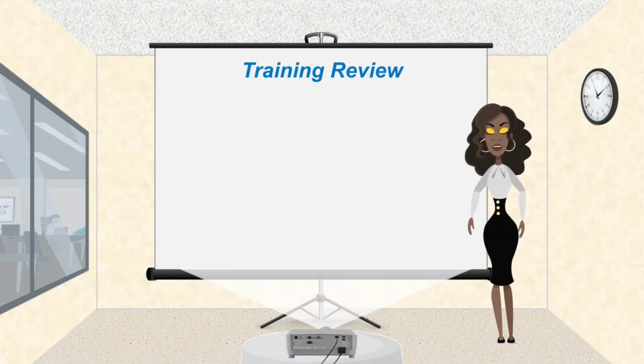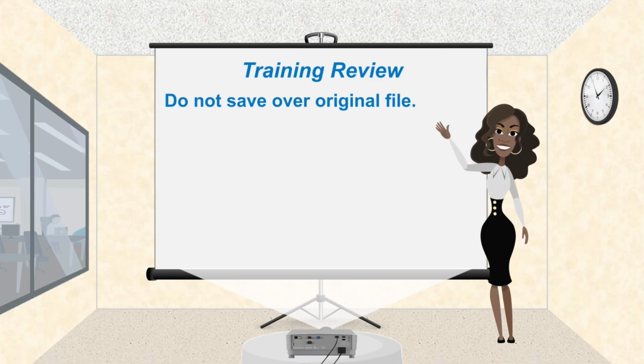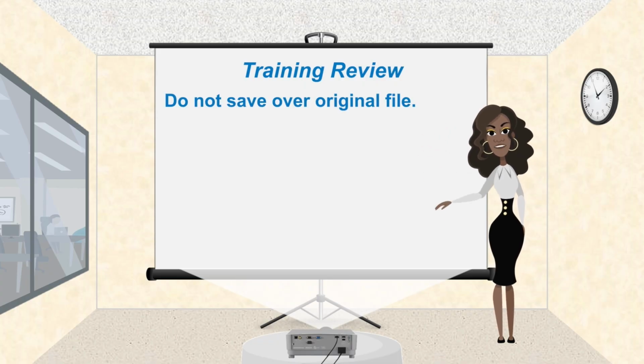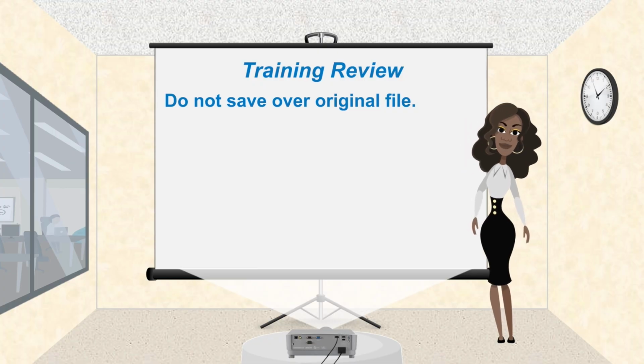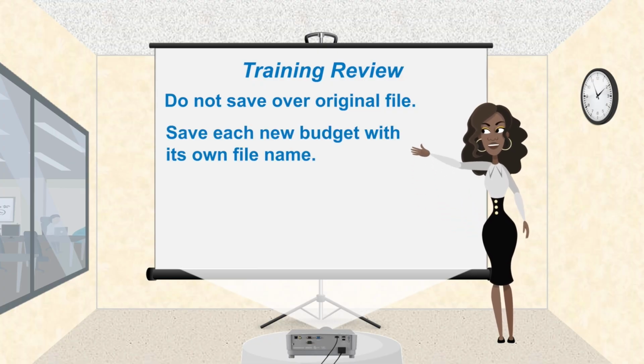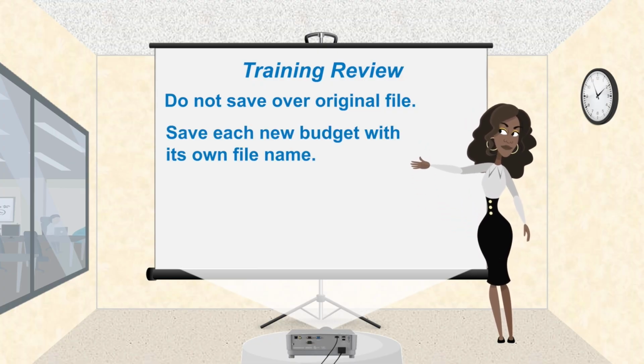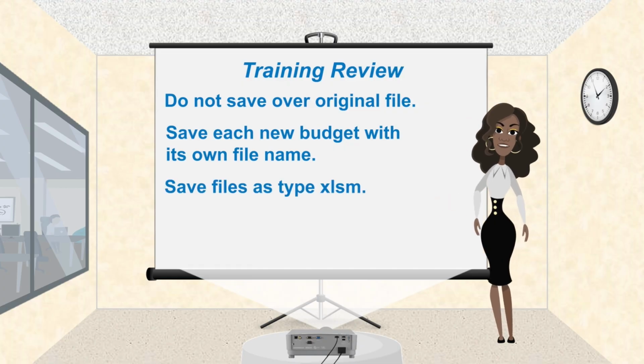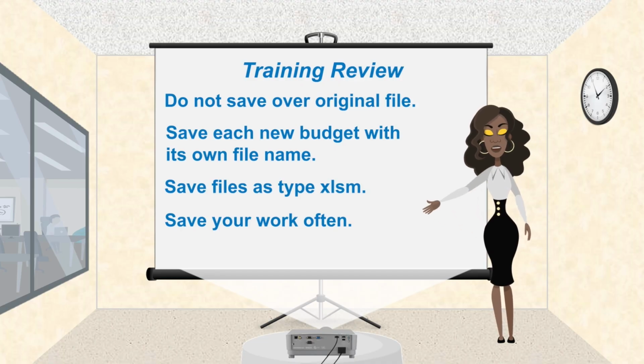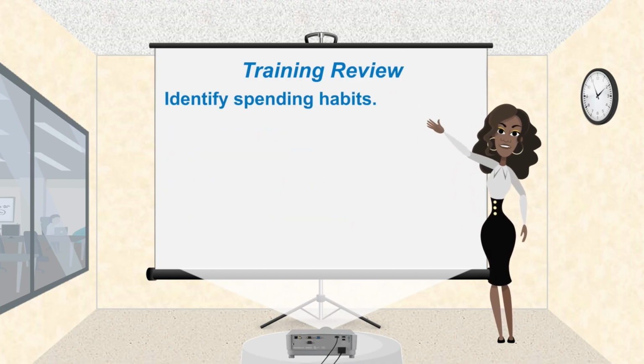Now let's review what we have covered in this training video. When you begin a budget for a new month, remember to avoid saving it with the name of the original budget program you downloaded. Save any new budget file under a new name before you start experimenting with numbers. Save all budget files as the XLSM, macro-enabled file type. Save your work often. Use past months to help identify your regular expenses and spending habits.